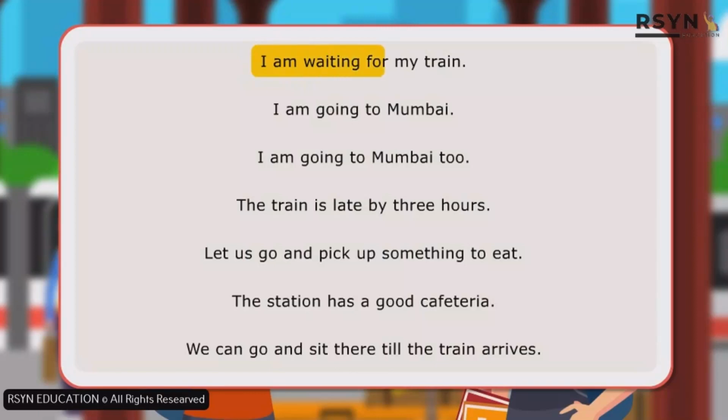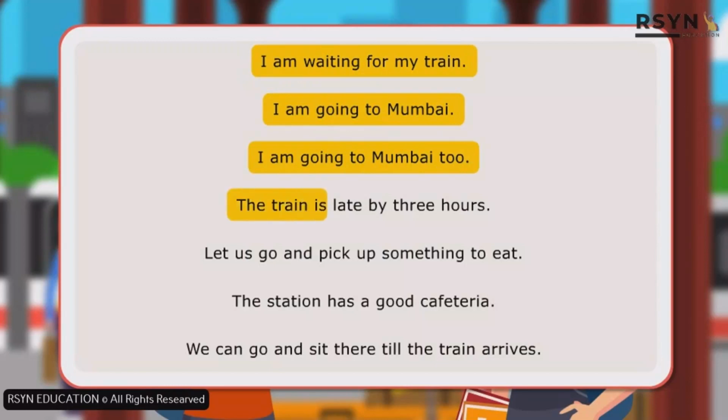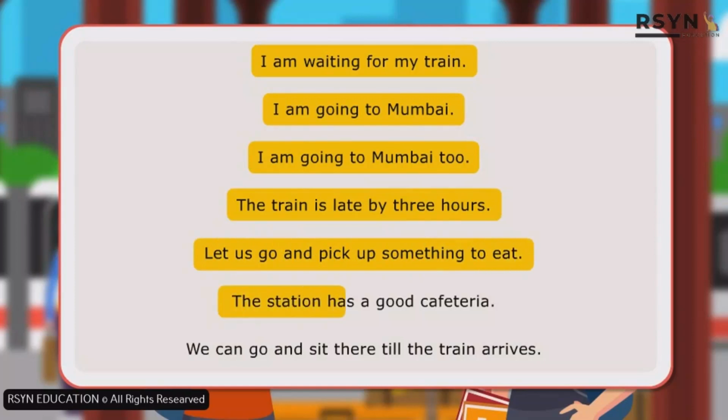I'm waiting for my train. I'm going to Mumbai. I'm going to Mumbai too. The train is late by 3 hours. Let us go and pick up something to eat. The station has a good cafeteria. We can go and sit there till the train arrives.